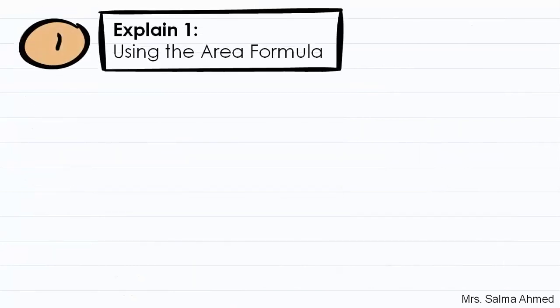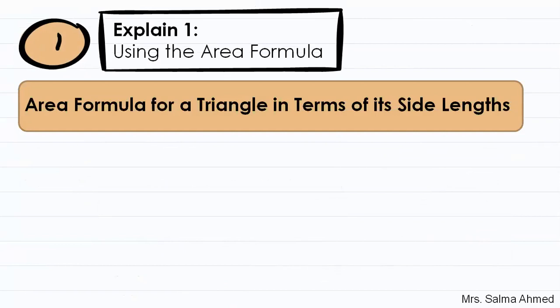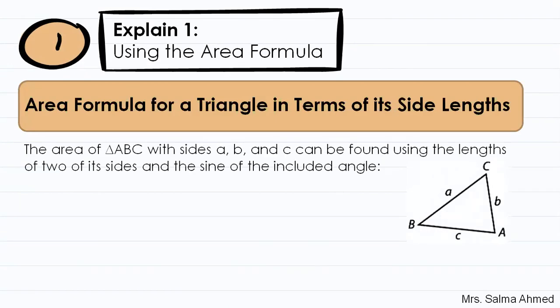Let's have explain 1 using the area formula. Area formula for a triangle in terms of its side lengths. The area of triangle ABC with the sides A, B, and C can be found using the length of 2 of its sides and the sine of the included angle. So if I know side B and side C and the included angle, which is A, I'm going to use this formula to find the area, which is area equal half side B times side C sine angle A.